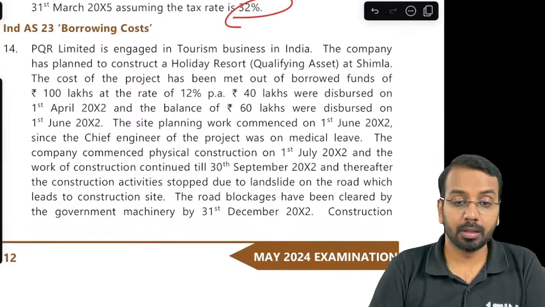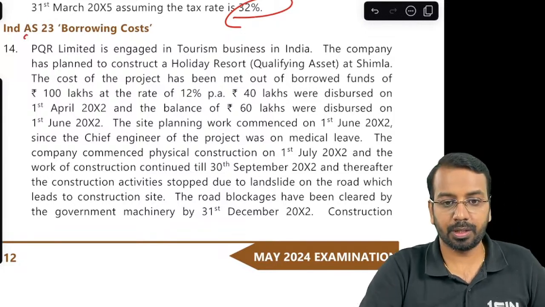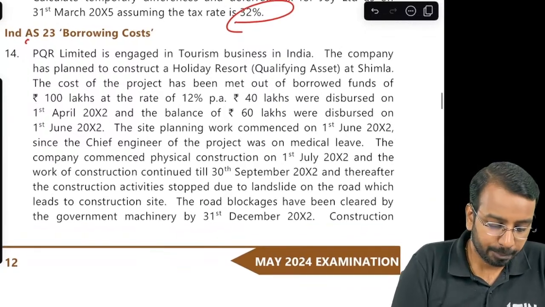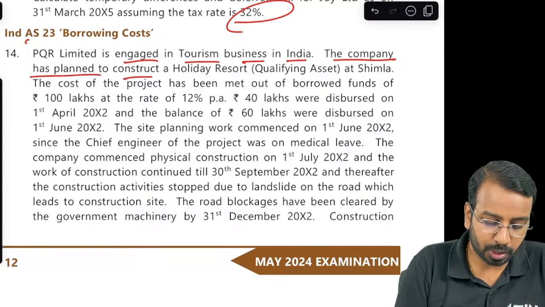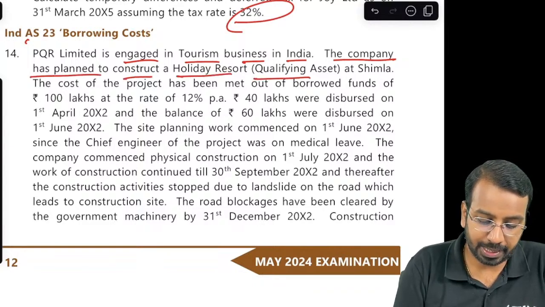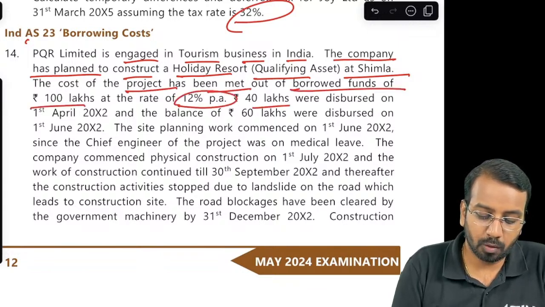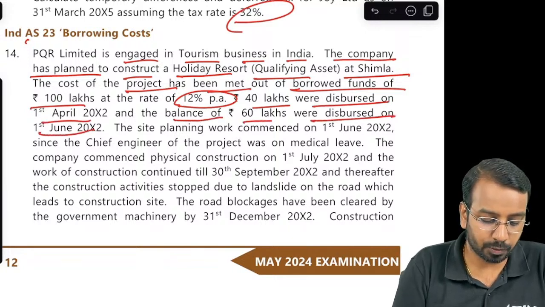Now, next question on Ind AS 23, that is borrowing cost. PQR Limited is engaged in tourism business in India. The company has planned to construct a holiday resort, a qualifying asset, at Shimla. Cost of project has been met out of borrowed funds of 100 lakhs at the rate of 12% per annum. 40 lakhs were disbursed on 1st of April. Balance of 60 lakhs were disbursed on 1st of June.